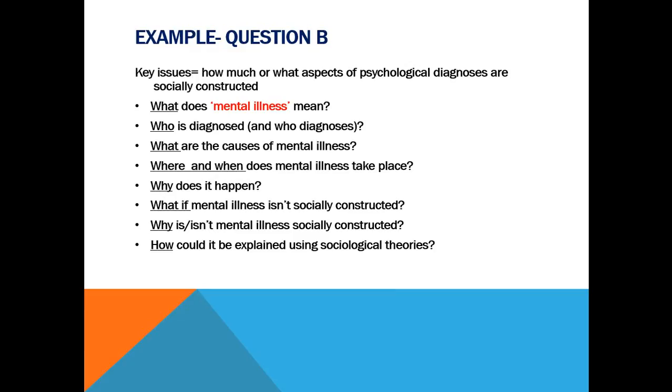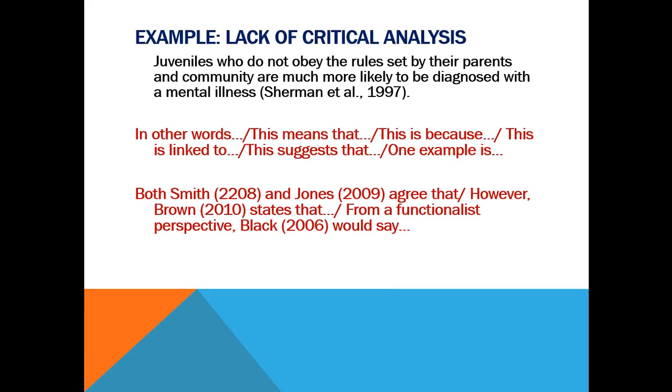What if mental illness isn't socially constructed? This ties into what I was saying before in terms of recognising that there's another perspective out there. So why is mental illness socially constructed, and how could it be explained using the sociological theories? And you're moving to those evaluation questions at the end there. Of course, these questions can be applied to any of the topics. I'm just giving you one example from one perspective.